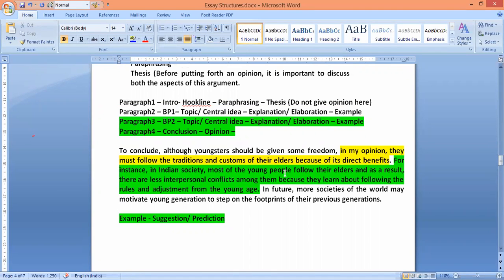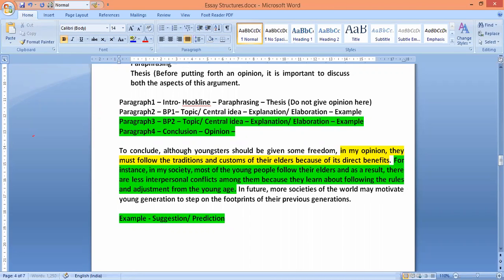Yes. In the body one and in the B2, basically they ask about a personal example, like in Indian society, or you can say in my society. Personal example, like in my society, most of the young people follow. Give a personal example. In the BP here, give a generic example. So I think in BP1 we will give a generic example of the same.